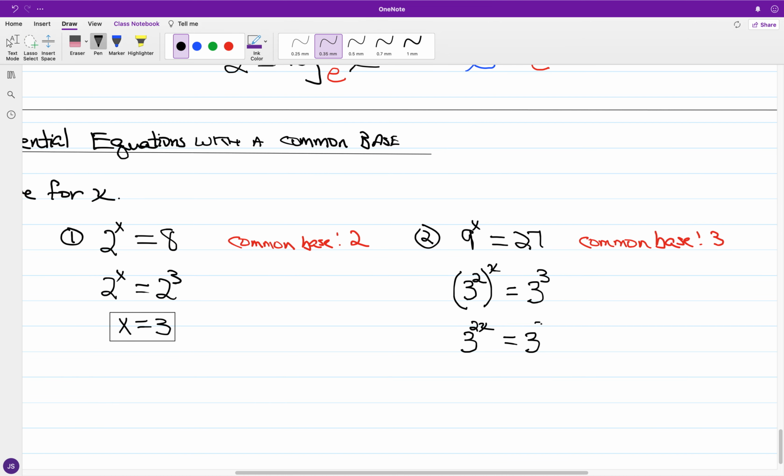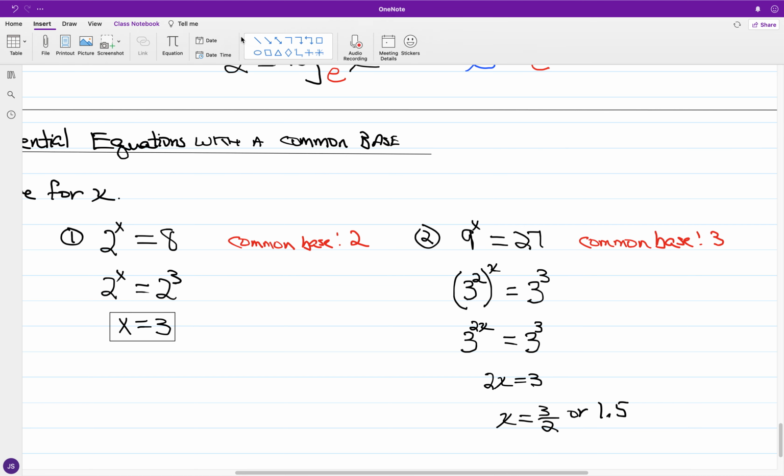And that is equal to 3 to the third. So I have single base 3 terms. And if I set the powers equal to each other, we're going to have that 2x is equal to 3. And with division by 2, I can say that x is equal to 3 halves, or 1.5. And in a sense, you can check your results.